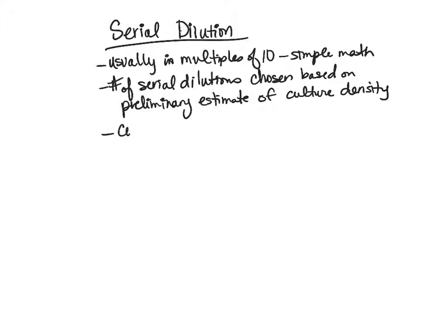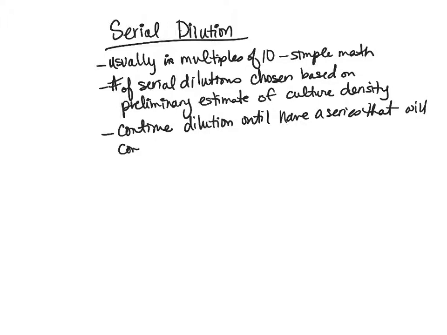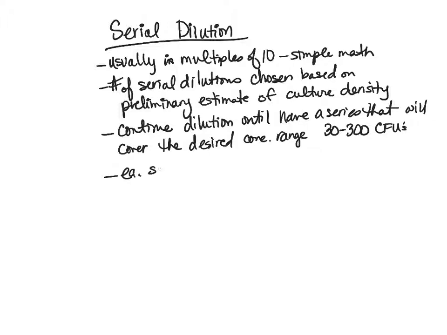So we would continue dilution until we have a series that will cover the desired concentration range, so that 30 to 300 CFUs. And then each sample is plated.